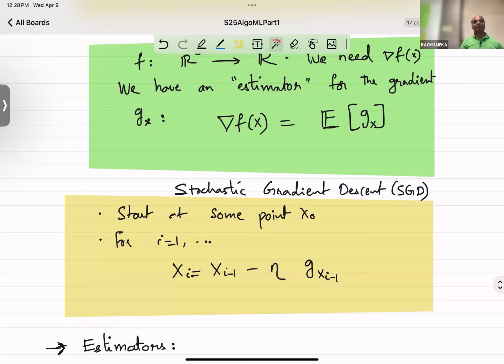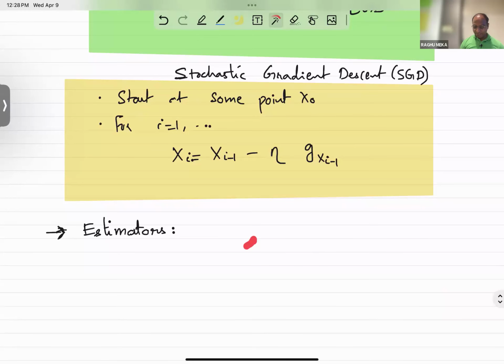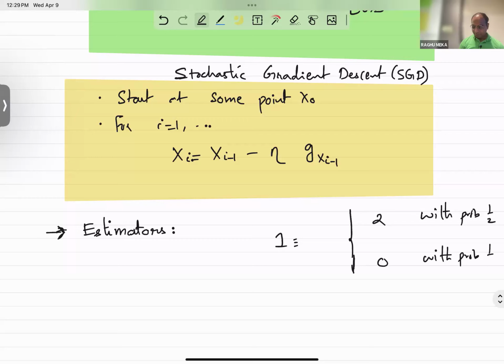Yeah. Variance, lower variance is better, right? So for example, let's say my random variable takes value 2 with probability half, 0 with probability half, then the expected value is 1, right? So let's say this is my variable y, expectation of y equals 1.